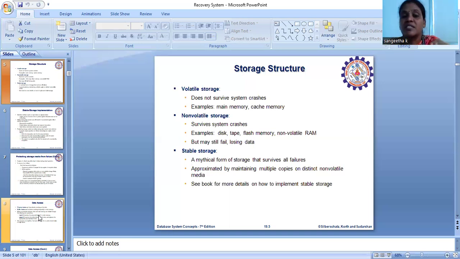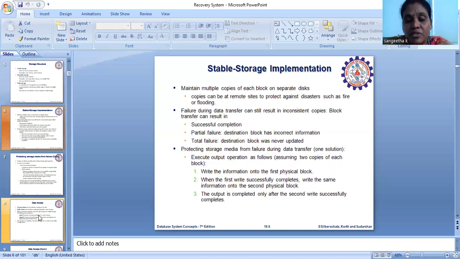And stable storage is a mythical form of storage that survives all failures, approximated by maintaining multiple copies on distinct non-volatile media. In stable storage implementation, it maintains multiple copies of data on separate disks. The copies can be at remote sites to protect against disasters such as fire or flood. A failure during data transfer can result in inconsistent copies.